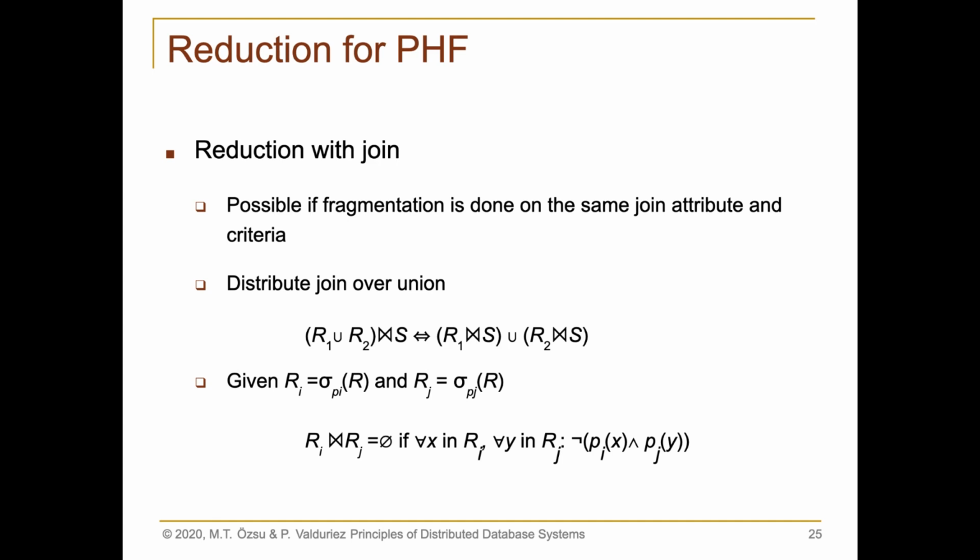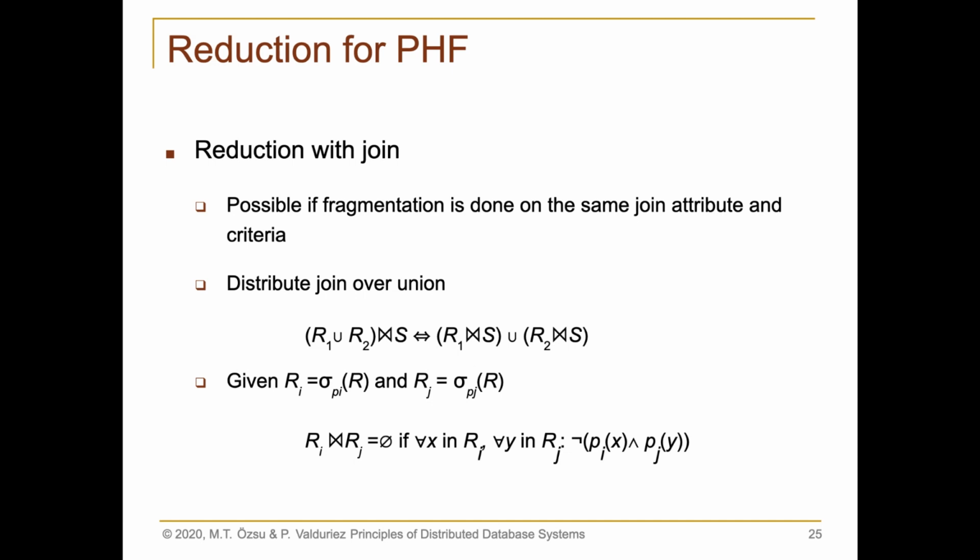To formalize this technique, let's say we have a subrelation Ri, which is acquired by applying a selection operation Pi over relation R. And let's also say we have a subrelation Rj, which is acquired by applying a selection predicate Pj over relation R. So at this moment, we have two fragments, Ri and Rj.